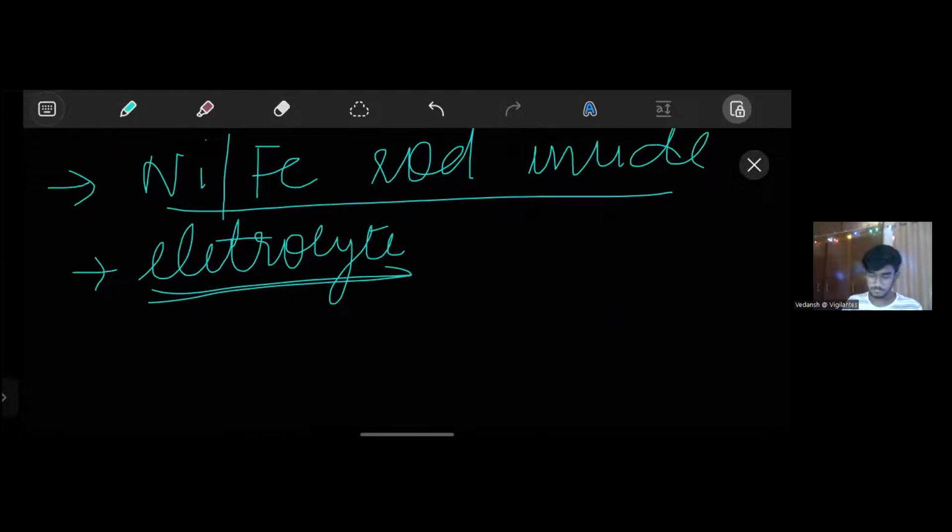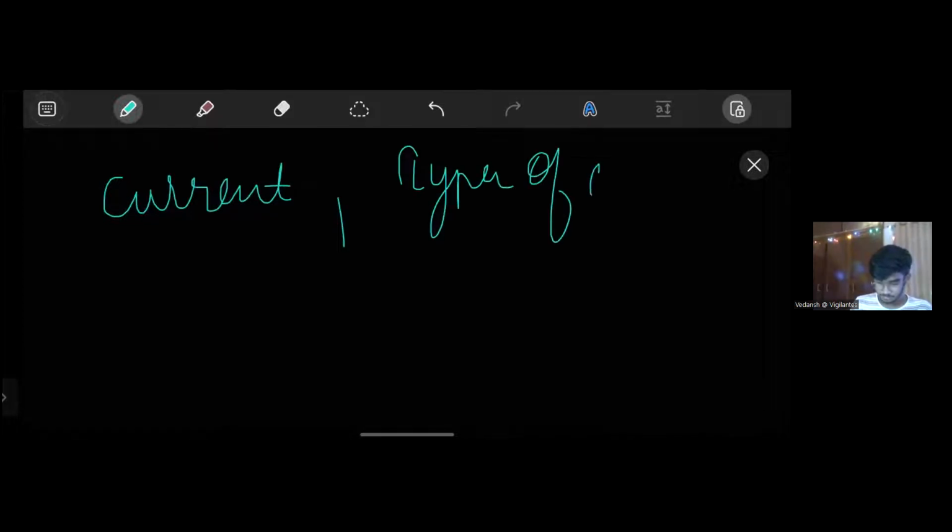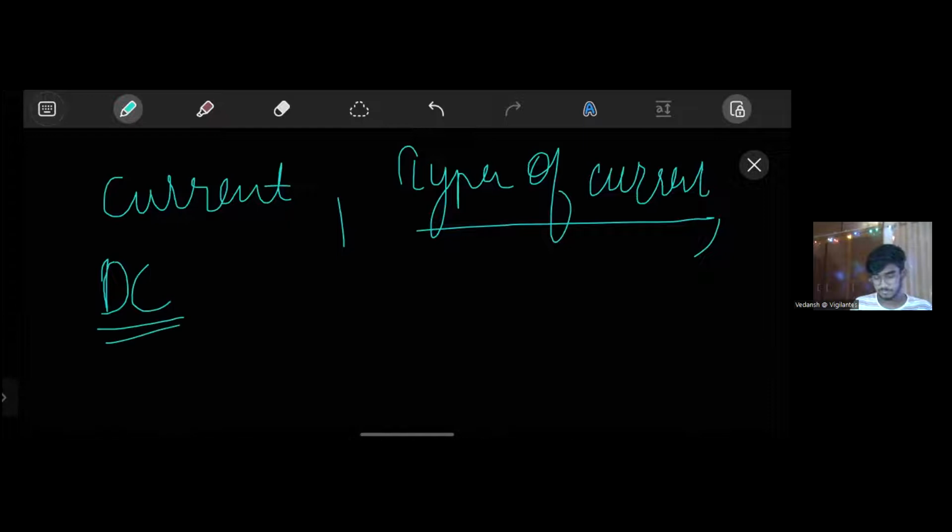Now, we talked about current, types of current, and the sources of direct current. Cool. Now, what is actually the mathematical derivation of current?